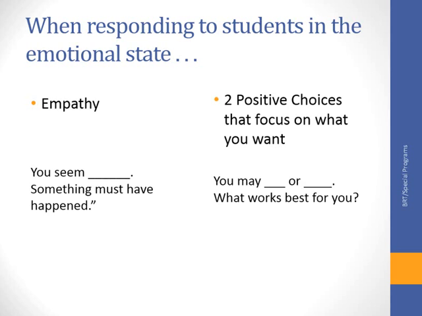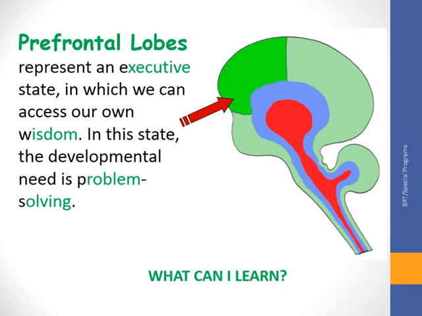Once a student starts to problem solve, then you have successfully moved that child into the highest level of their brain, or their prefrontal lobe. Our prefrontal lobe represents an executive state in which we can access our wisdom and our brilliance. When we are in this state, we are ready to learn. We can solve problems, we make good decisions, we can reflect on mistakes that we've made. We are the CEO of our behavior, and we can truly be brilliant.